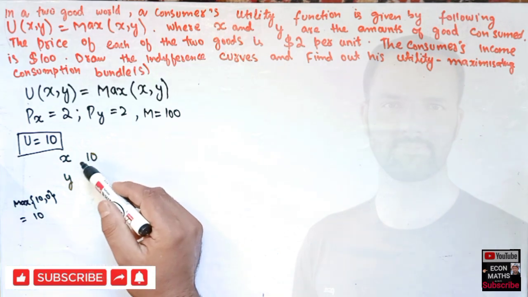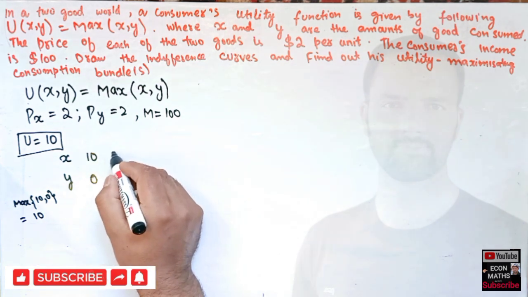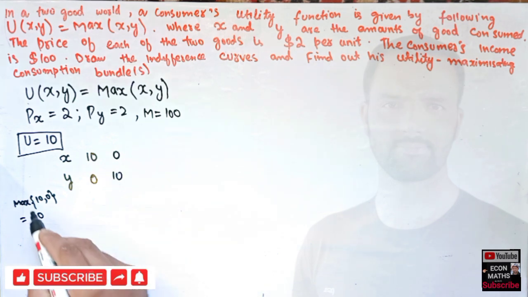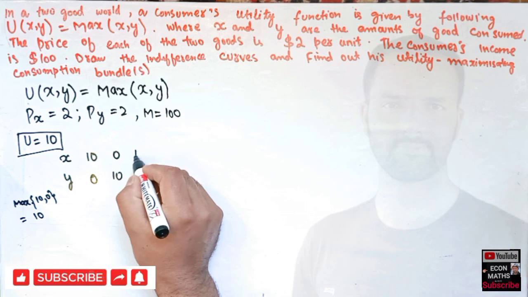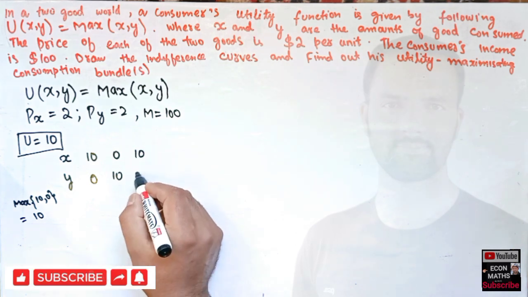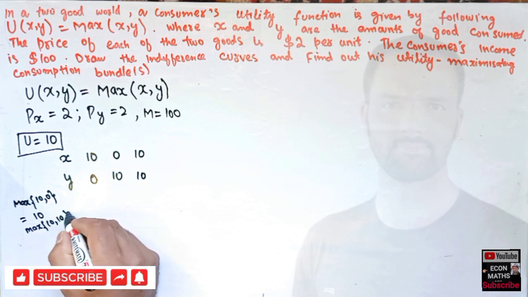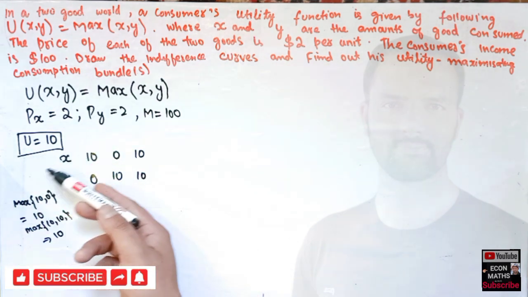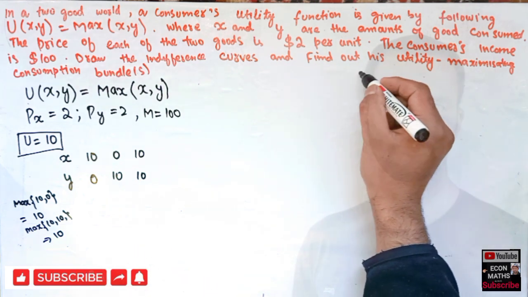Either the consumer will consume 10 units of x and 0 units of y, or he will consume 0 units of x and 10 units of y, because the maximum of 0 and 10 is also 10. Or he will consume 10 units of good x and 10 units of good y, and in this case also the maximum of 10 and 10 will be 10. We take any arbitrary utility level and we will try to figure out how we can draw the indifference curve. Now what will be the shape of the indifference curve?